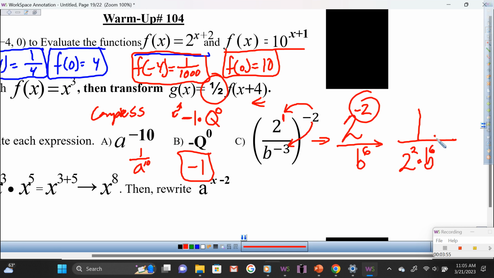However, I'm not done. 1 over, what is 2 squared? 4b to the 6. Just a little juggling of numbers with properties.